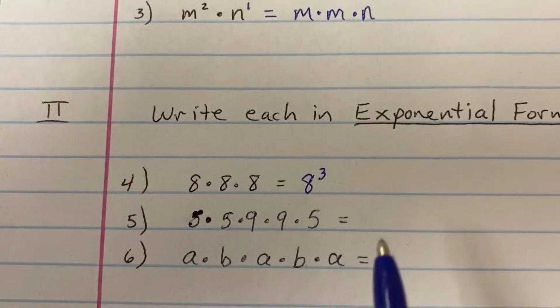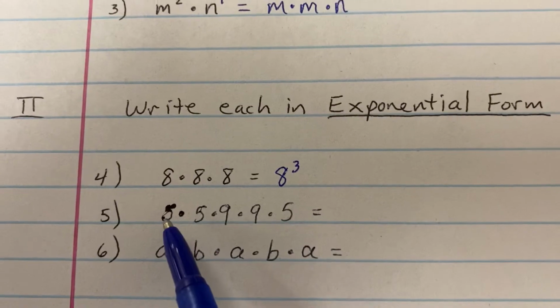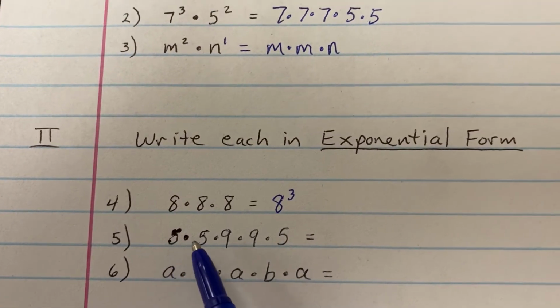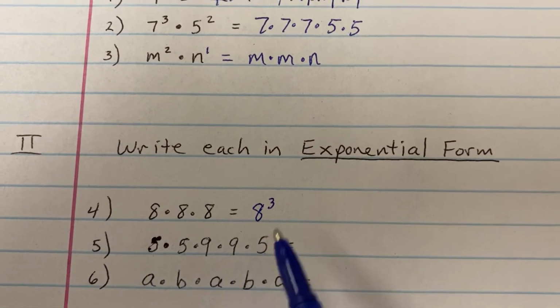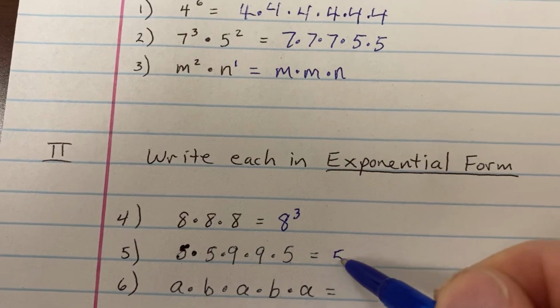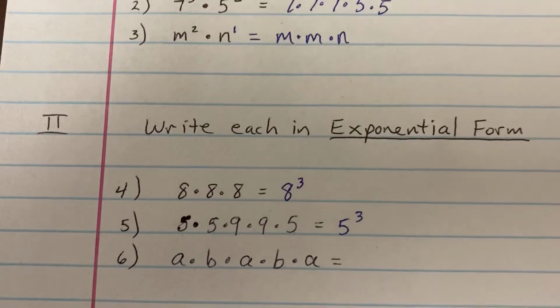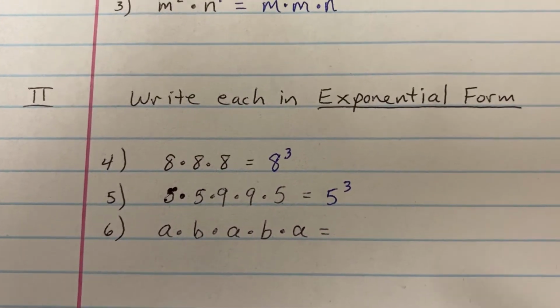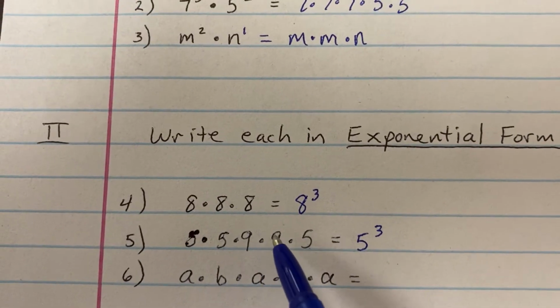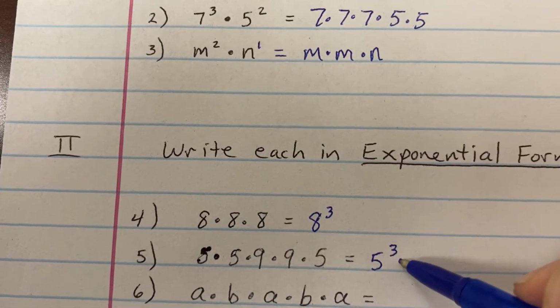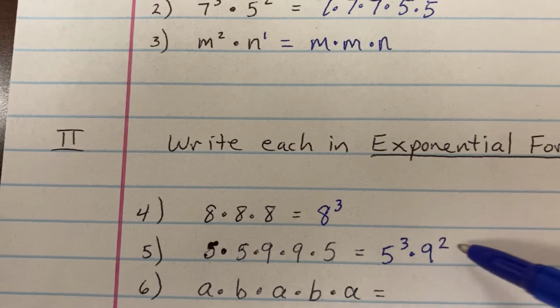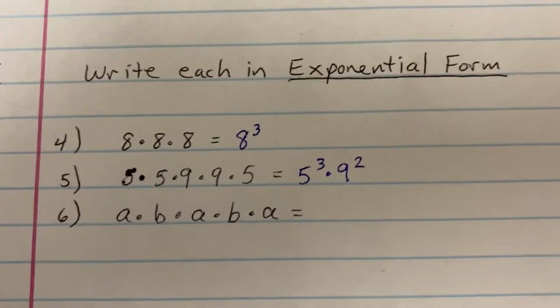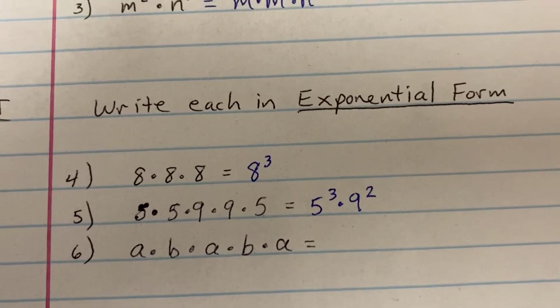Now this one looks like a little mix, okay? Got a little messy there, but I see a 5 times 5, and over here's another 5. That is 5 to the 3rd power. They don't have to be next to each other. I also see 9 times 9, so make sure you put a multiplication there. Stop. Done. That's in exponential form.